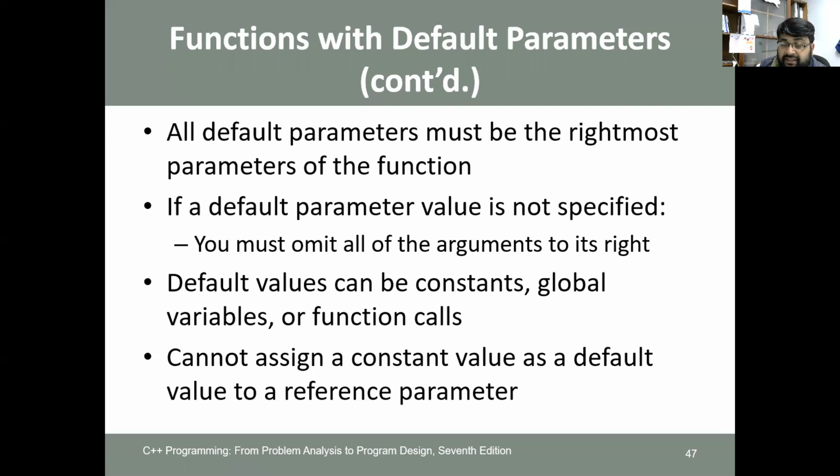Default values can be constants, global variables, or even function calls on their own. So remember, default values are not necessarily constants. They can be constants, they can be global variables, or they can be function calls, whatever they are, you can use them. However, they cannot be local variables. Why is that the case?